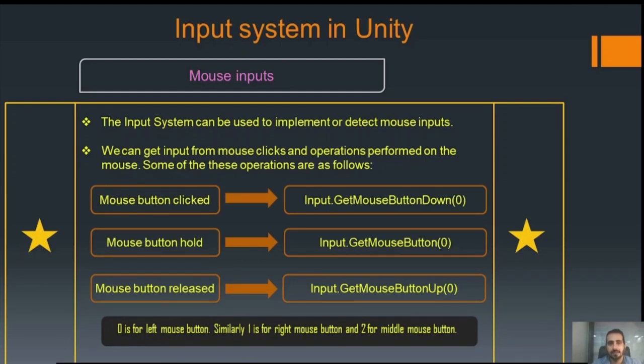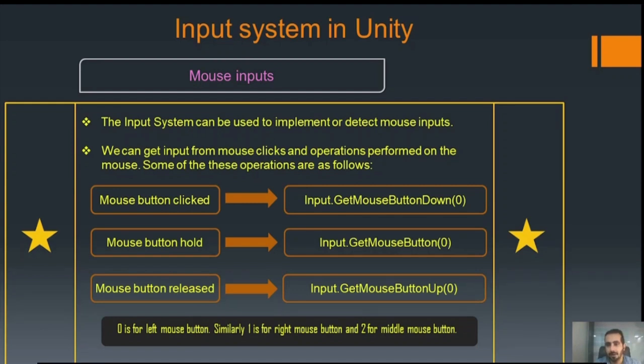Mouse inputs. The input system can be used to implement or detect mouse inputs as well. We can get input from mouse clicks and operations performed on the mouse. Some of these operations are as follows. Mouse button clicked. Mouse button clicked again is triggered when you click the mouse button. Okay, Input.GetMouseButtonDown is the function triggered here, and 0 here is the left mouse button. Similarly, 1 is for the right mouse button and 2 is for the middle mouse button.